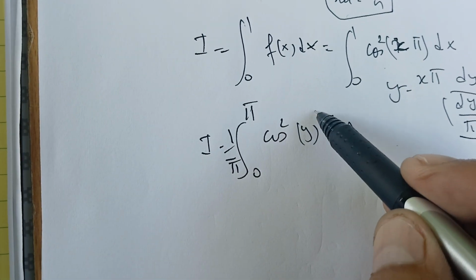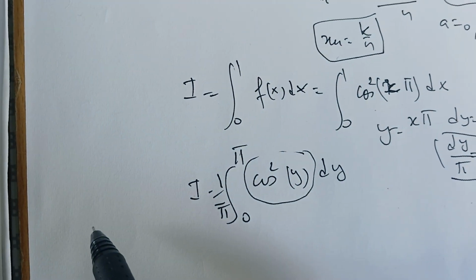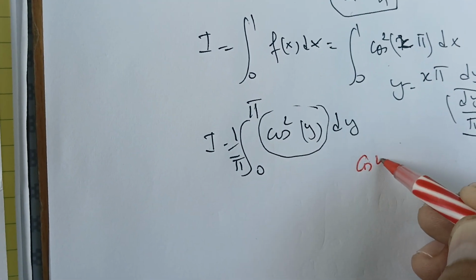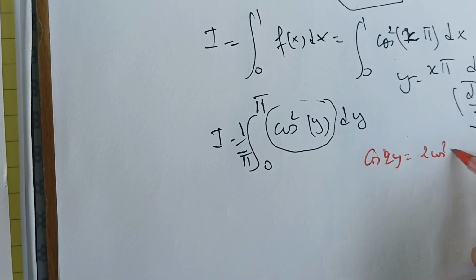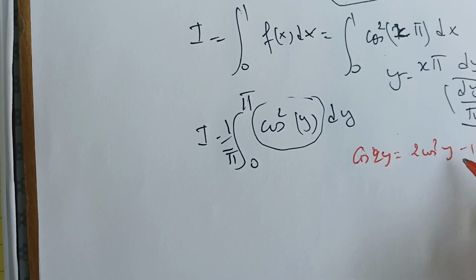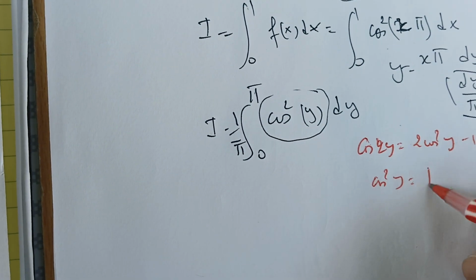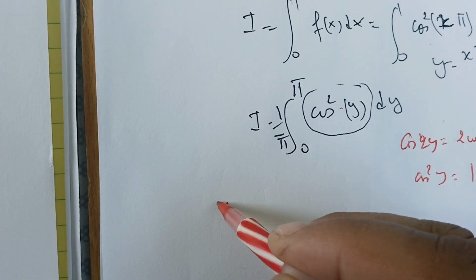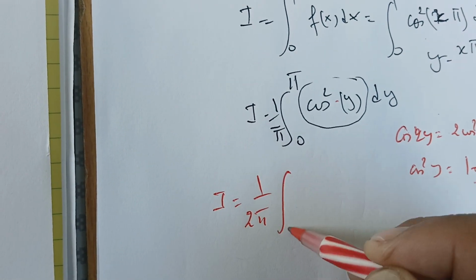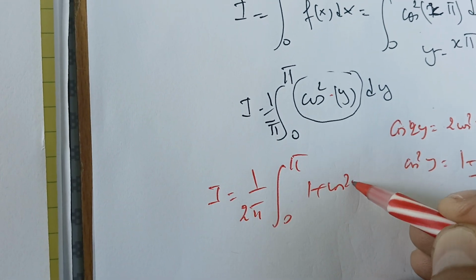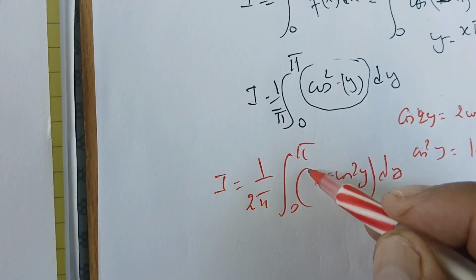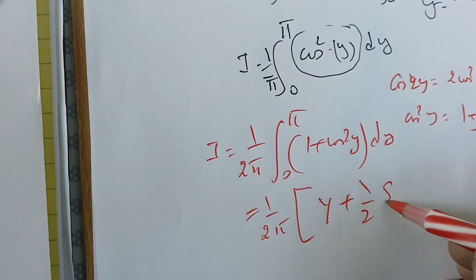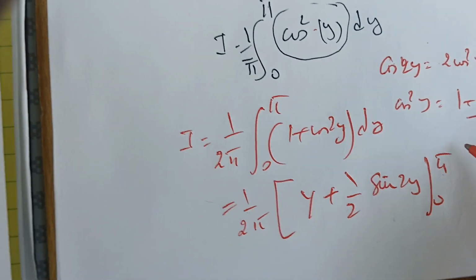And to integrate, I need to know a primitive of this one here. I don't, but I can do it. I know that cosine of 2y is 2 cosine squared of y minus 1. Adding 1 to both sides and dividing, I get cosine squared of y is 1 plus cosine 2y over 2. So I switch here, I get I is 1 over 2 pi, the integral between 0 and pi of 1 plus cosine 2y dy. And once I integrate, I have 1 over 2 pi times y plus 1 over 2 sine of 2y between 0 and pi.